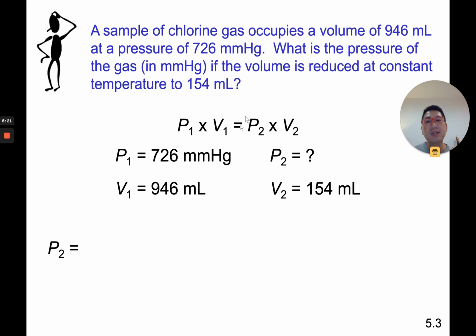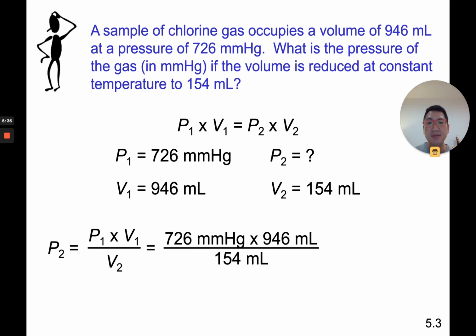If I'm solving for P2, I divide both sides by V2, and I get P1 times V1 over V2. Okay, plug it in. P1 is 726 millimeters mercury. V1 is 946 milliliters. V2 is 154 milliliters. Notice that milliliters and milliliters, the units cancel out, so my only units left are millimeters mercury. It'll be 726 times 946 divided by 154.